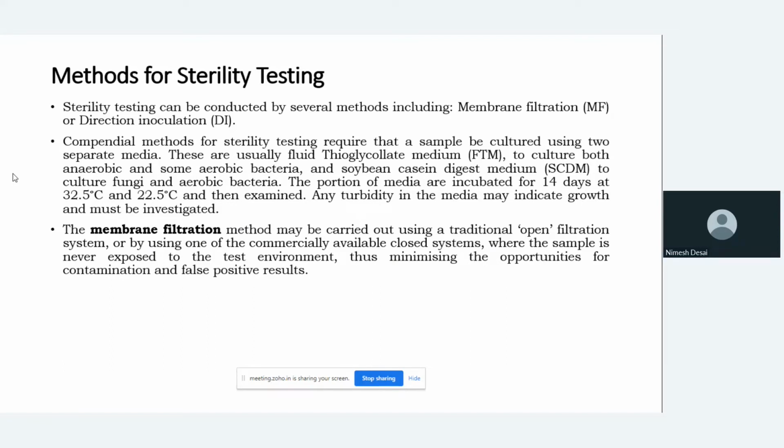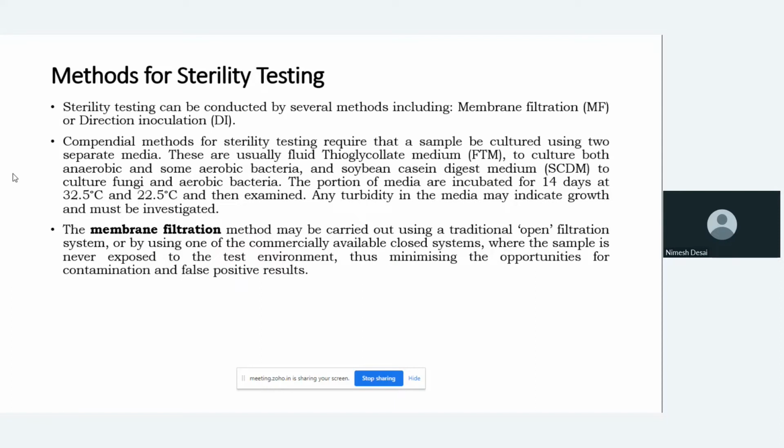So it's a conventional method. But in the current scenario, the technology has advanced and a closed system is available in the market. A closed system is a canister-based system. There is such a design of the canister that the product is filtered directly, without touching, without human intervention.